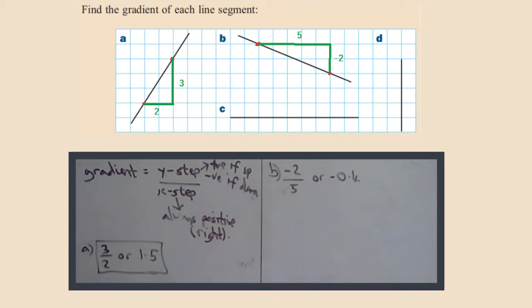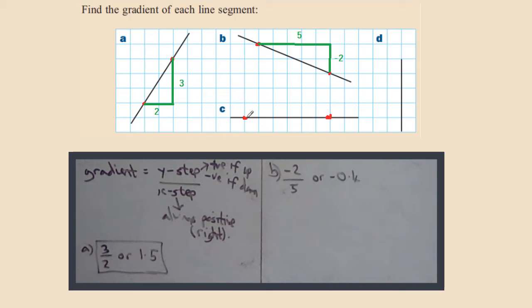C and D are interesting. C is a horizontal line and D is a vertical line. So you've got loads and loads of points you could pick, and they shouldn't make a difference. So if we just pick a point there and a point here, and when you try to draw a triangle, you can't draw a triangle. It's because there is no vertical shift, they're aligned, they're joined by a horizontal line. So C is a horizontal line, so your y step is 0.